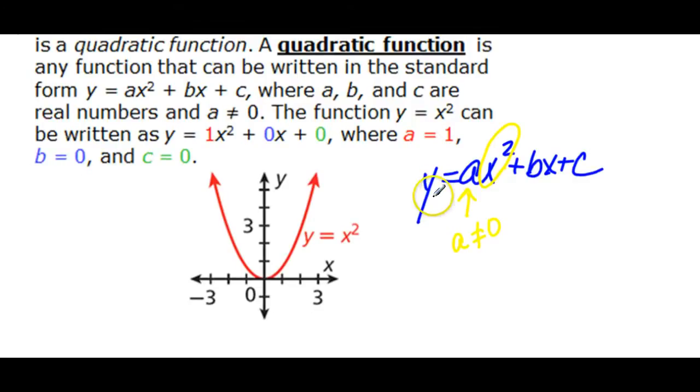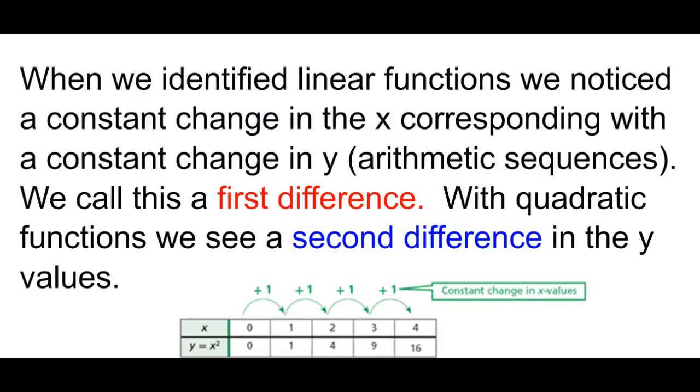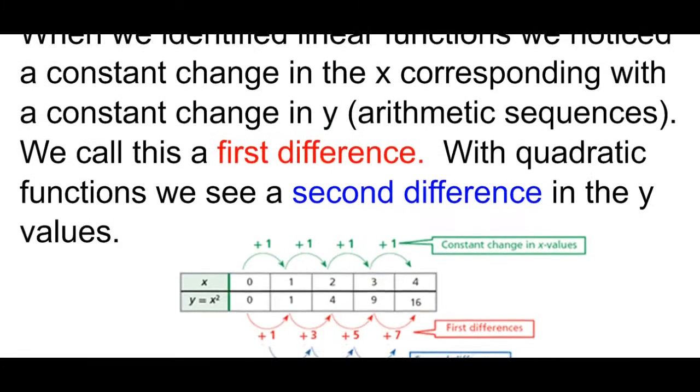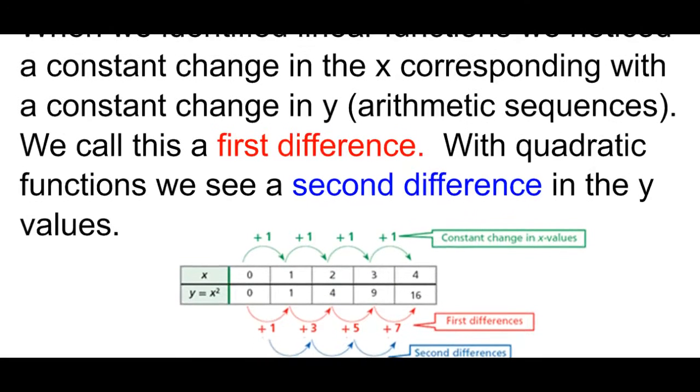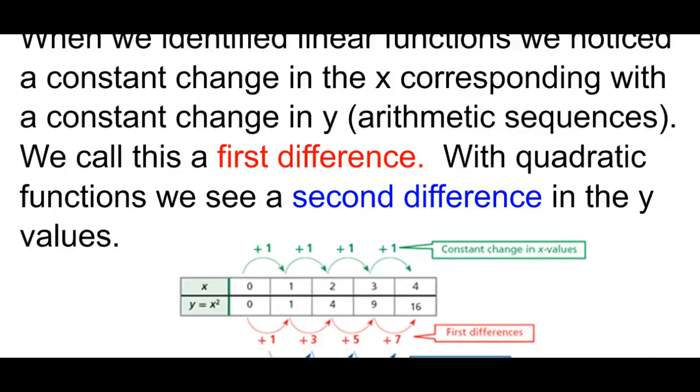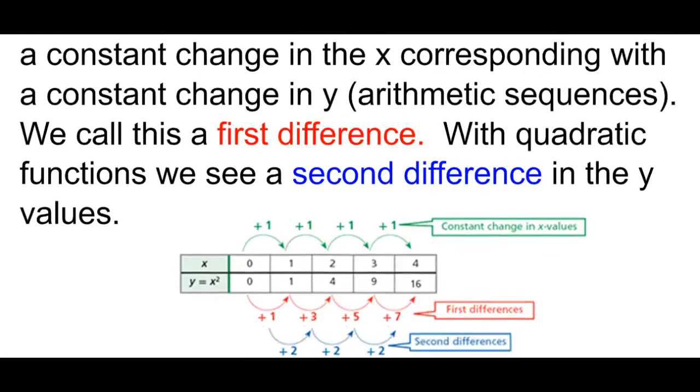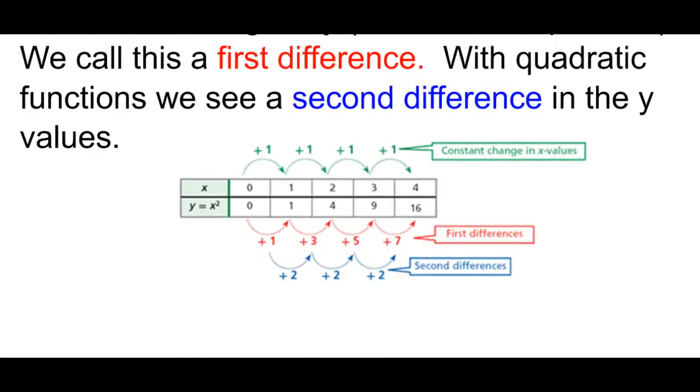But again, we're saying that any function that can be written in this standard format is quadratic. All right? When we were talking about linear functions, we saw that there was a constant rate of change in the x values and the y values. We called that an arithmetic sequence. That is what we call a first difference. With a quadratic function, we see what's called a second difference. So let me show you.